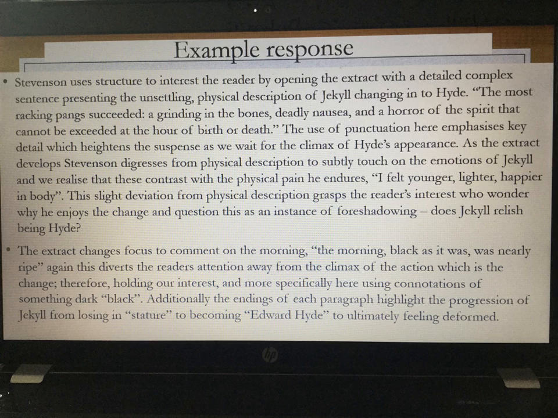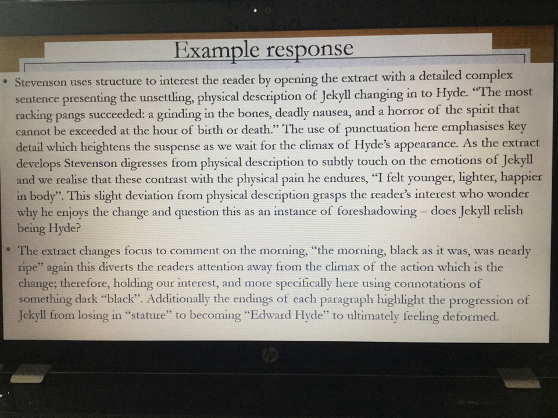The extract changes focus to comment on the morning. "The morning, black as it was, was nearly ripe." Again, this diverts the reader's attention away from the climax of the action, which is the change, therefore holding our interest, and more specifically here, using connotations of something dark, black. Additionally, the endings of each paragraph highlight the progression of Jekyll from losing in stature to becoming Edward Hyde to ultimately feeling deformed.